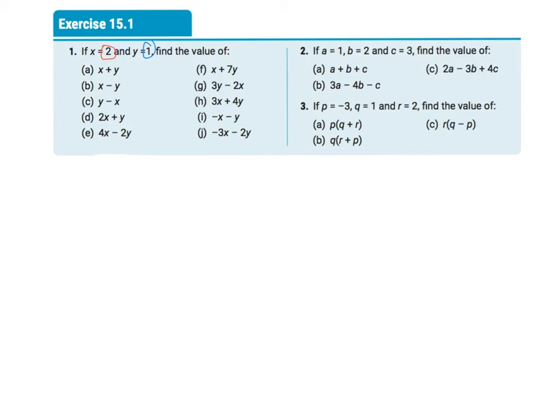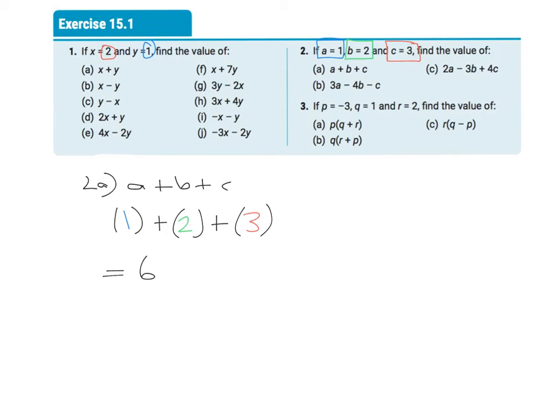Okay, part 2 then. So we've got a is equal to 1, and b is equal to 2, and c is equal to 3. Okay, so 2a, a plus b plus c, open bracket, plus open bracket, plus open bracket. I'm filling in 1 for a, 2 for b, and 3 for c. When I add them all together, I end up getting 6.